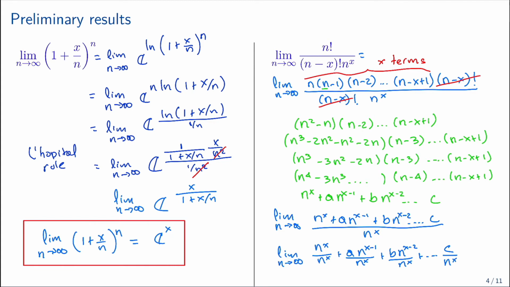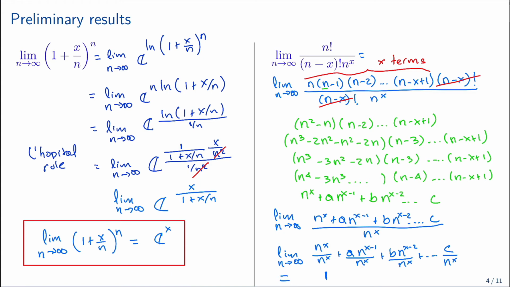Now, what is this limit? In the first case, it will cancel out, so we have 1. In the second case, we have n to the x minus 1 divided by n to the x, so this is a divided by n.